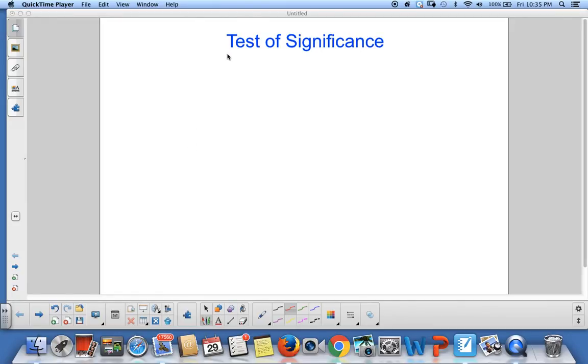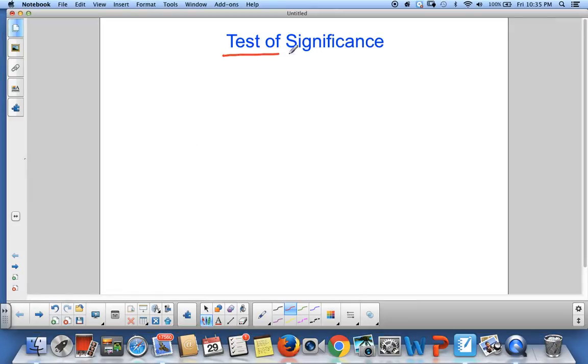All right, in this video, I want to talk about a test of significance. And a test of significance is basically when we're going to look at some of our data after taking a sample, looking at the data and say, is this enough evidence for us to make some sort of conclusion about the mean, or about a statement made about the mean or proportion.